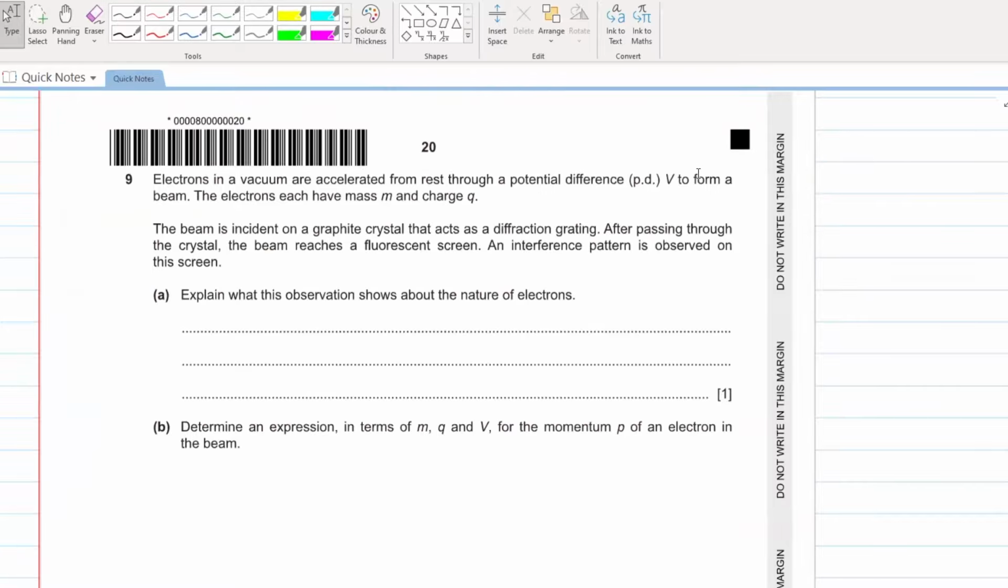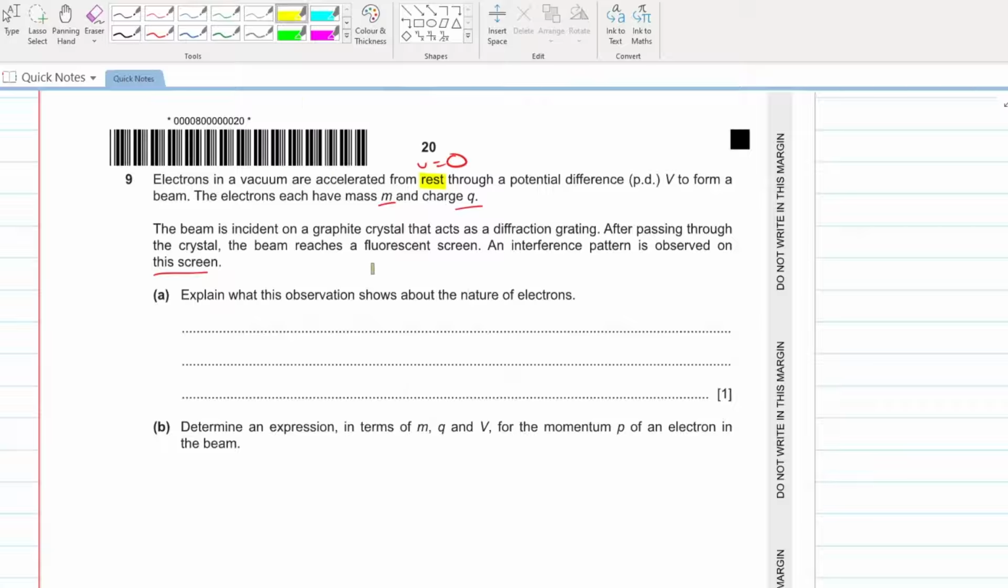Electrons are accelerated in a vacuum from rest through a potential difference to form a beam. The electrons each have a mass of m, charge of q. The beam is incident on a graphite crystal that acts as a diffraction grating. After passing through the crystal, the beam reaches a fluorescent screen. An interference pattern is observed on this screen. Explain what this observation shows about the nature of particles.